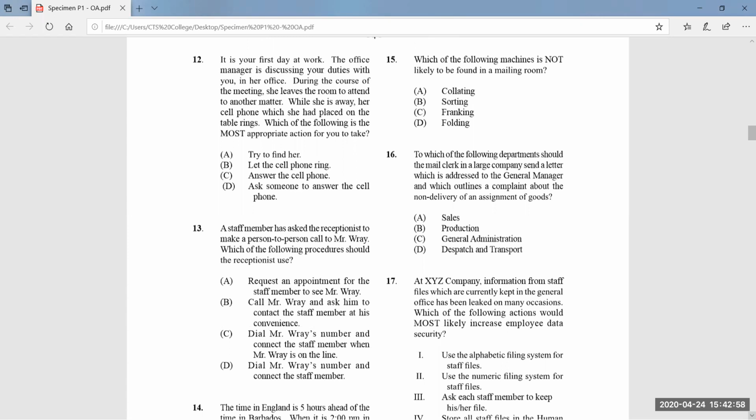Let's look at number 12. Read through number 12. Pay attention to the capital letters. I'll give you 2 minutes to read through number 12 before we do the answer.